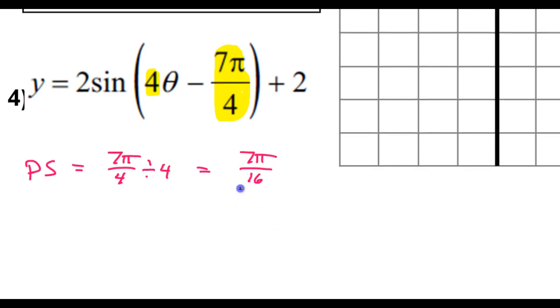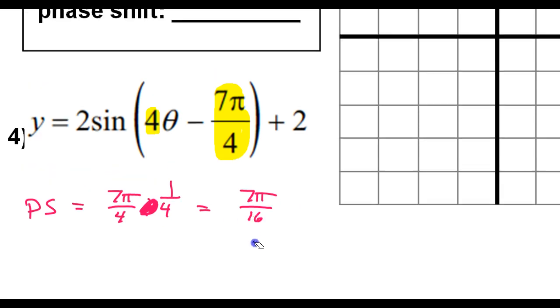Alright, I did that very quickly because I know that when I have a fraction and I'm dividing by a single number, it's just a matter of putting that number in the denominator and multiplying. Or you can think of it as multiplying by the reciprocal if you like. Or you could use a calculator. Either way, learn to do it fast like I just did. So 7 pi over 16.